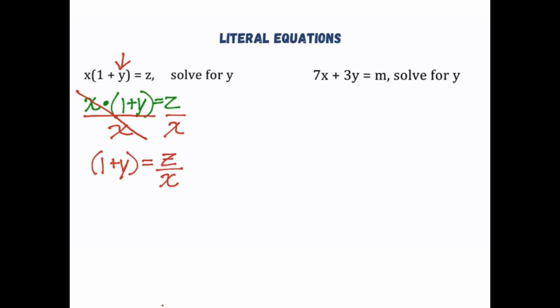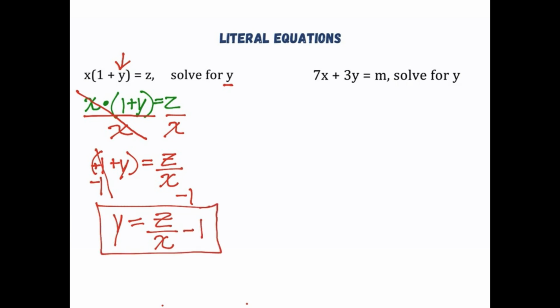Now we're getting close, but they want y completely alone. So the last thing I have to do is get rid of the 1 that's in front of it. Now it's a positive 1. There are no other signs of operations happening, no multiplication, division, subtraction. So since this is a positive 1, we're going to subtract 1 from both sides, leaving us with y equals z over x minus 1.